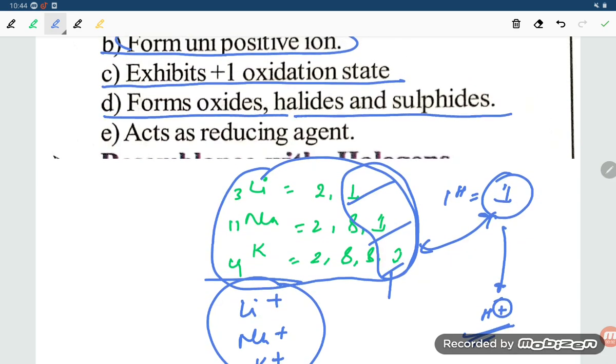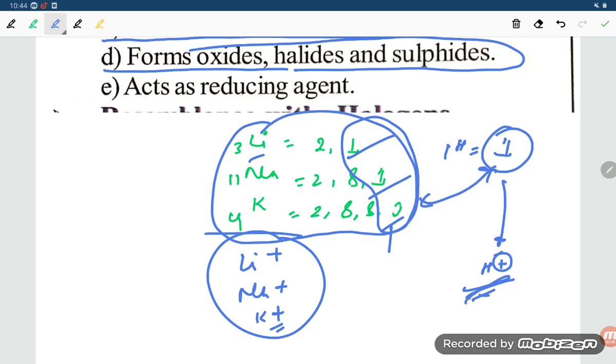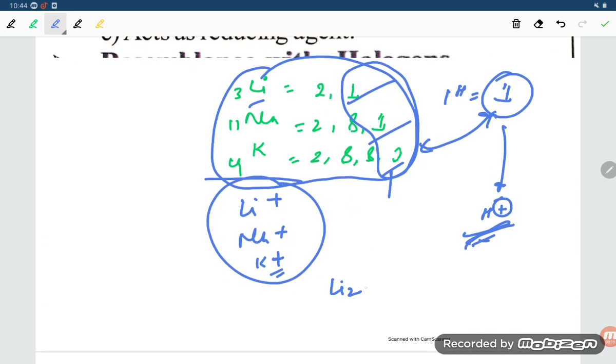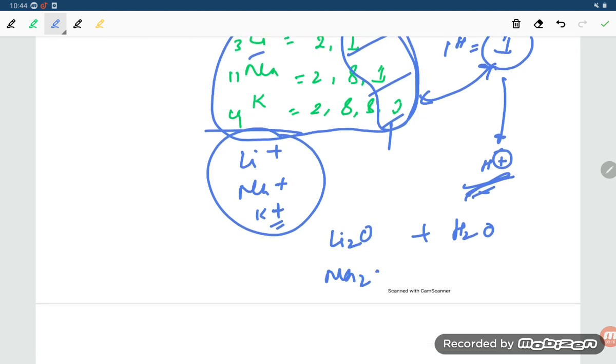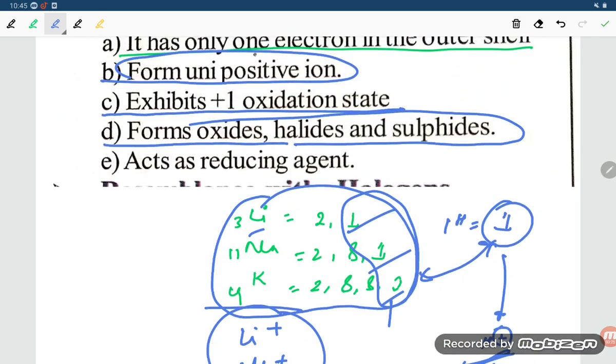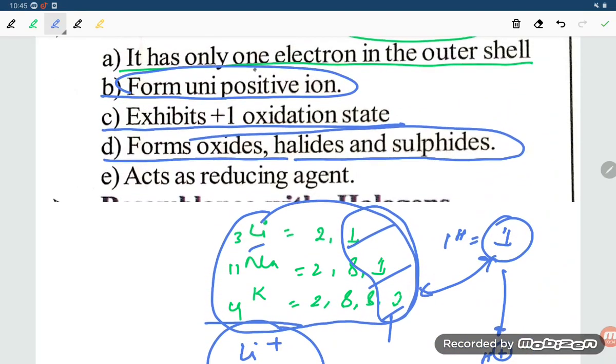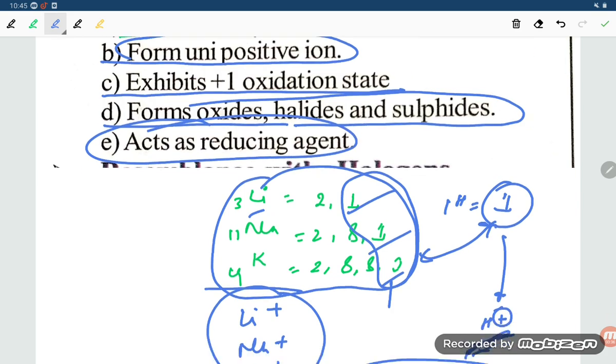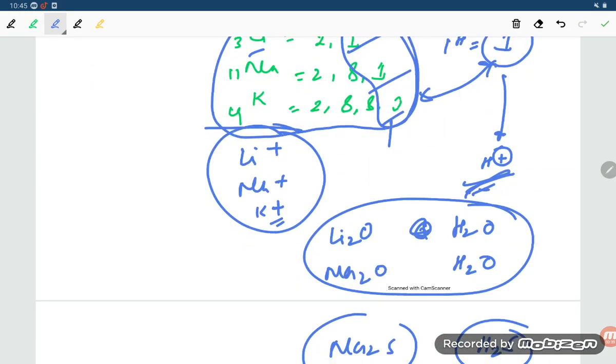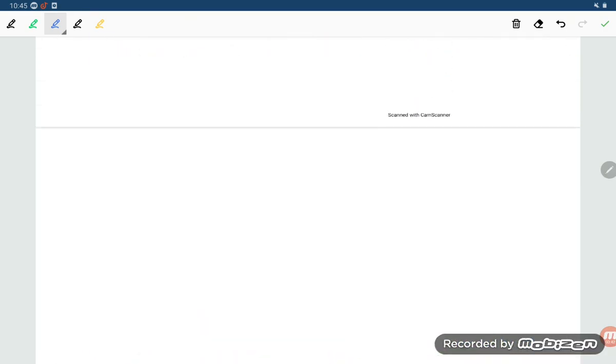It forms oxides, halides and sulfides. Just as lithium forms the oxide Li2O, hydrogen also forms an oxide, H2O. Similarly Na2O is there, and hydrogen forms H2O. Similar sulfides are formed, like Na2S, and similarly H2S. So their oxides and sulfides are similar, and they act as reducing agents. They donate electrons, they release electrons, which is why they act as reducing agents.